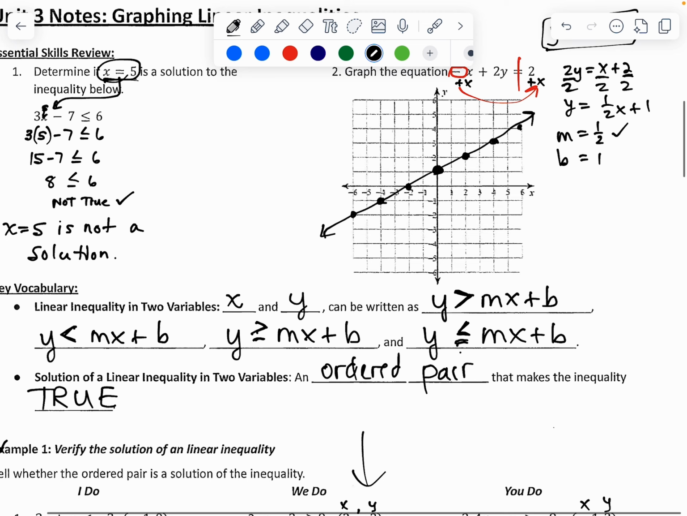A solution of a linear inequality in two variables is an ordered pair that makes the inequality true. Remember, we need some x, comma, y. We need an ordered pair that makes the inequality true.